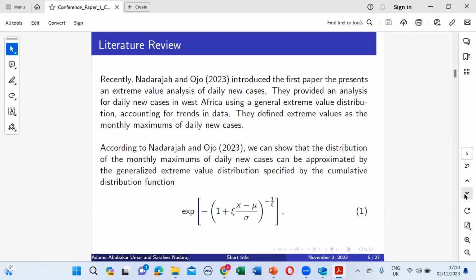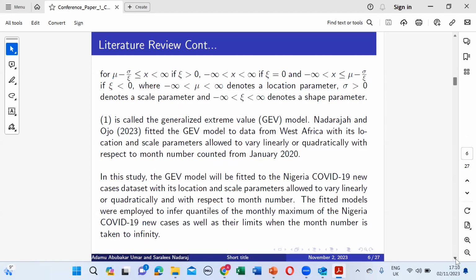According to Nadarajah, we have equation 1, which is the generalized form of the extreme value of three different distributions. We have the limit of all those distributions, and equation 1, as we said, is the generalized extreme value model. Nadarajah and Ojo fitted the generalized model to data from West Africa, with its location and scale parameters allowed to vary linearly or quadratically with respect to the month. The interest here is to model the data, and the structure or behavior of the data will give us insight into which of the models to use.